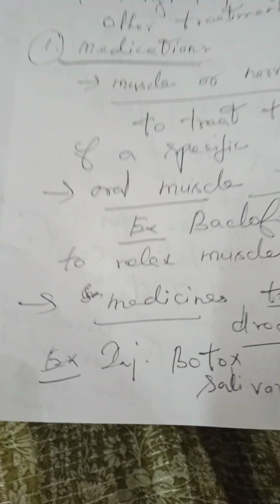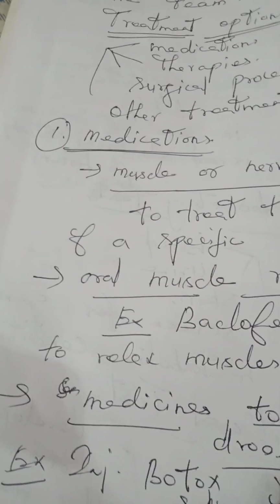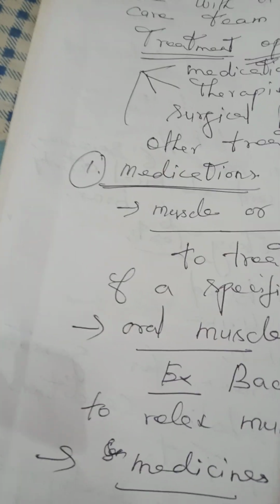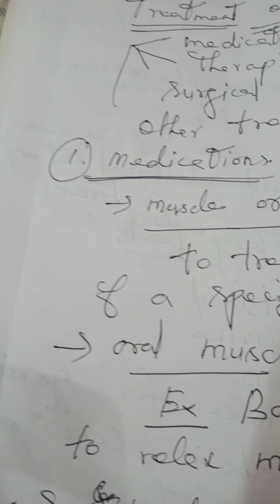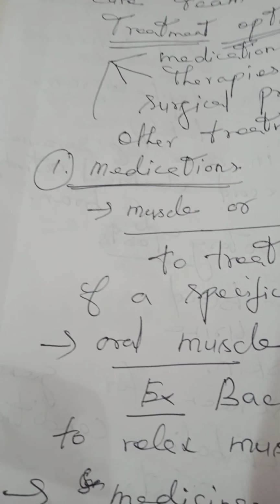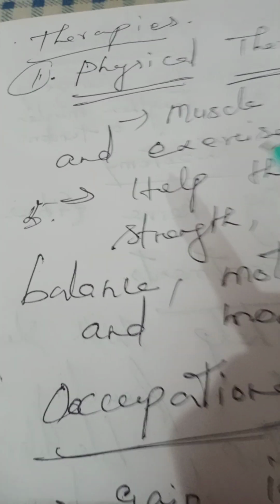Next, medicines are used to reduce drooling. Botox injection is given into the salivary glands to reduce the drooling. First one, medications. Second one, therapies.